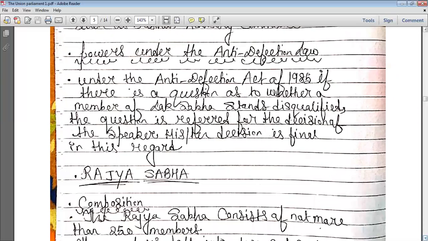Next, we would like to discuss powers under the Anti-Defection Law, very important for the exam. The Anti-Defection Act was passed in 1985. When it was passed, there was a provision that if there is a question as to whether a member of the Lok Sabha stands disqualified, the question is referred for the decision of the speaker. So ultimately, whether a member should be removed or not, that decision was taken by the speaker. His or her decision is final in this regard. So he ultimately takes the decision to remove the member of the Lok Sabha.